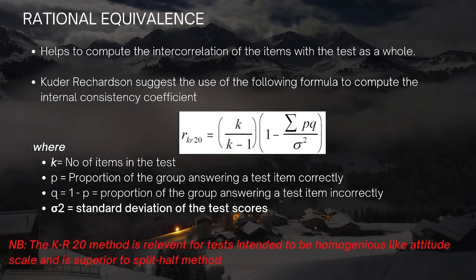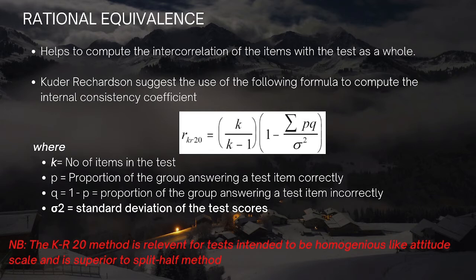2 students out of 10 have given the correct response, so the proportion p will be 0.2. So q is equal to 1 minus p, that means 1 minus 0.2, that is 0.8. That means the proportion of the group of students answering the question incorrectly. And here the standard deviation, you can see the sigma square. And in Nota Bene, you can say the KR-20 method is relevant for tests intended to be homogeneous, like an attitude scale, and it is definitely superior to the split half method. But the basic limitation, or advantage, both, is that it is applicable for homogeneous tests.